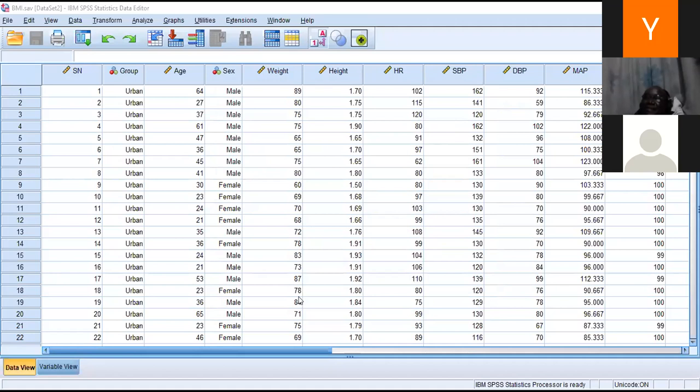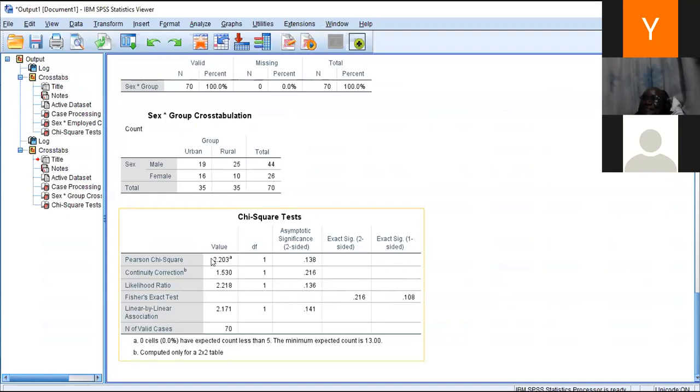Yes, sir. Okay, sorry, I have not shared. Sorry, I have not shared. So can you see now? Can you see it? The result. Yes, sir. And you will see urban, rural. So you just go and choose.